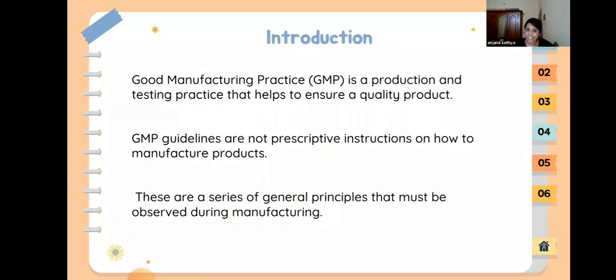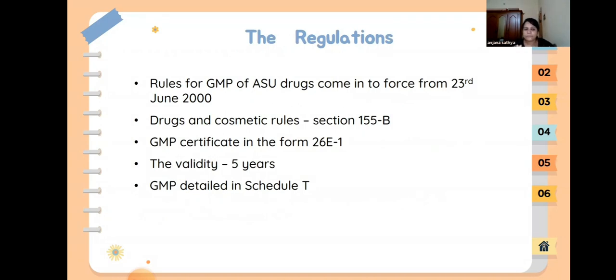Coming to the regulations, the rules for GMP for Ayurveda, Siddha and Unani medicine came into force from 23rd June 2000. The provisions related to ASU were included in the Drugs and Cosmetics Act in 1962, but Schedule T was incorporated only in 2000. In the Drugs and Cosmetics Rules, you can find the GMP provisions in Rule number 155B. The GMP certificate is issued in Form 26E1 and the validity is for 5 years. GMP is detailed in Schedule T of the Drugs and Cosmetics Act. So these are the regulations of GMP.